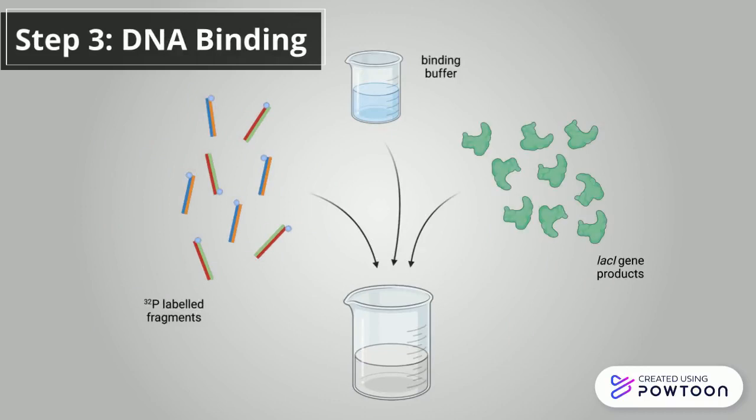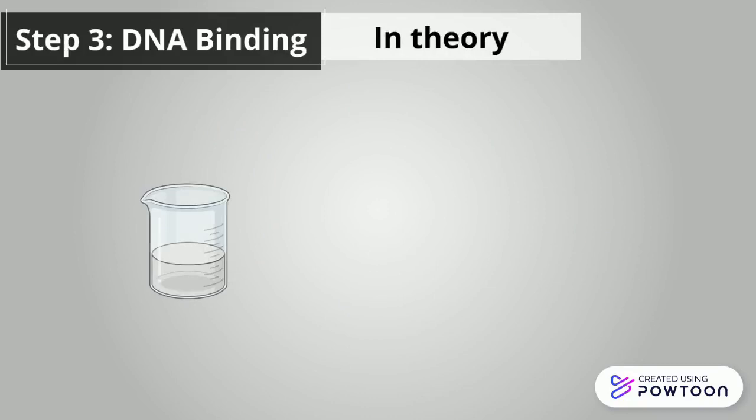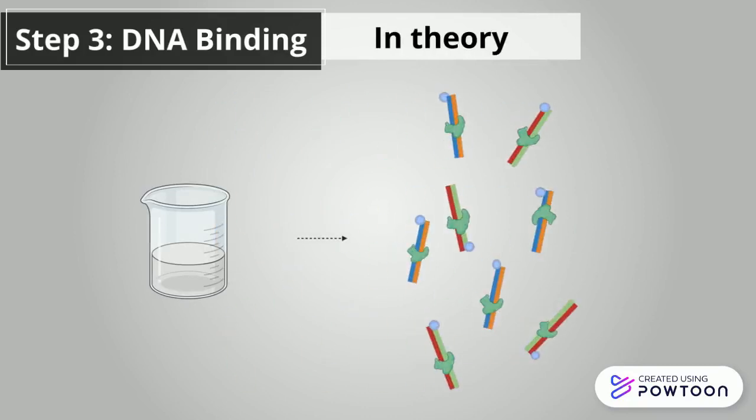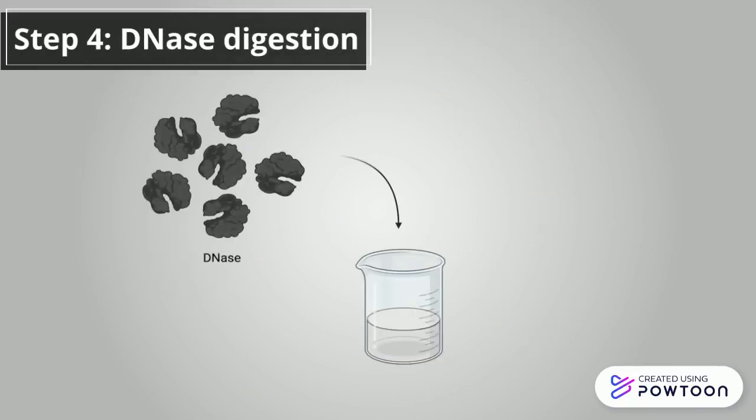Next, we'll take the fragment, add a binding buffer to promote protein binding, and add the LAC-I protein we are studying. Though we can't see it, we expect that the proteins are now bound to a certain site on the fragment. This is what we want to study, where the LAC-I proteins bind to and what this tells us about its mechanism.